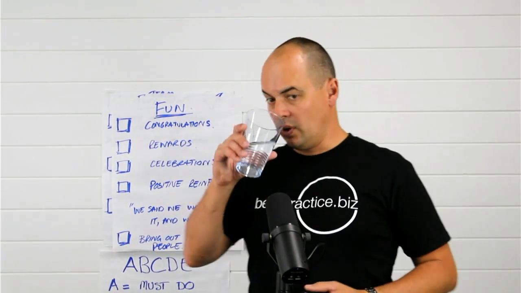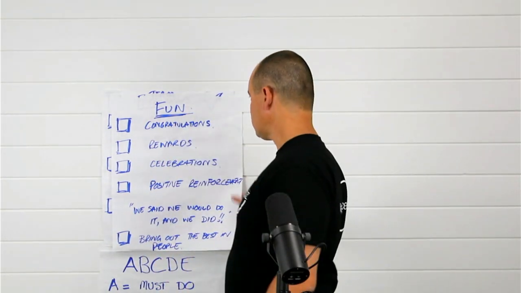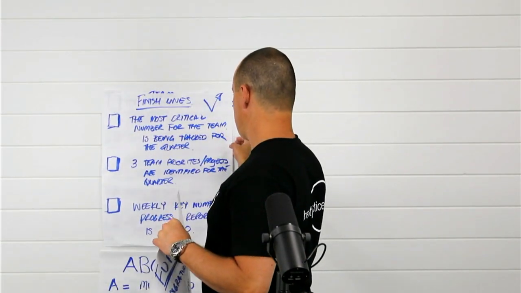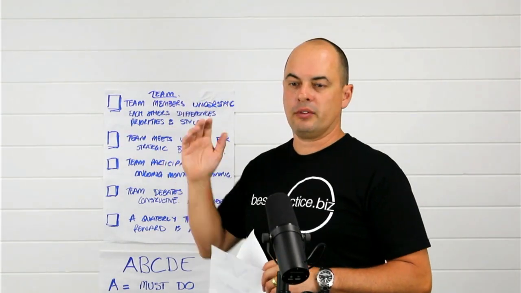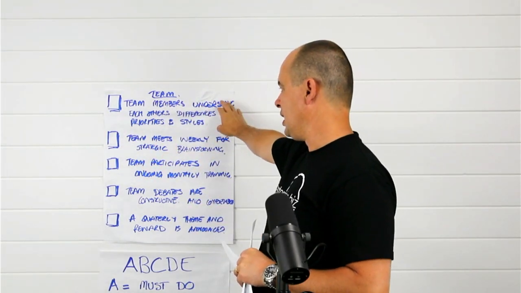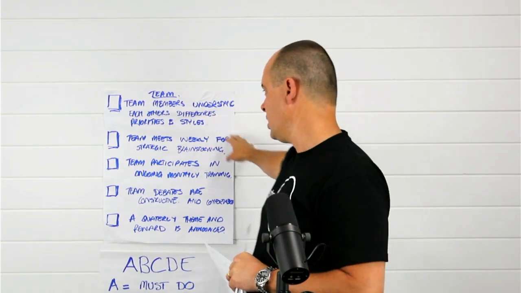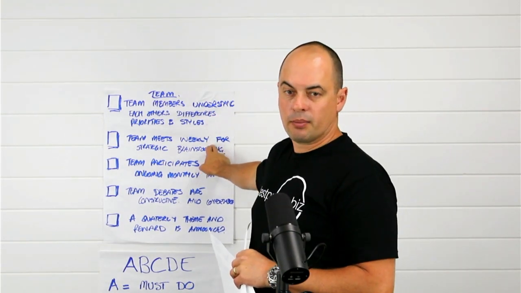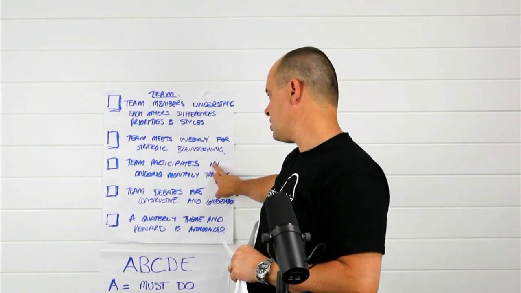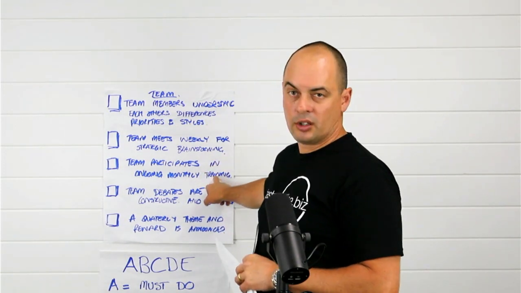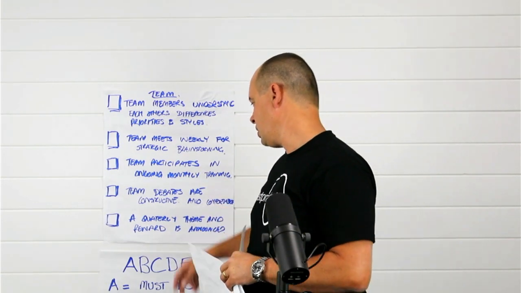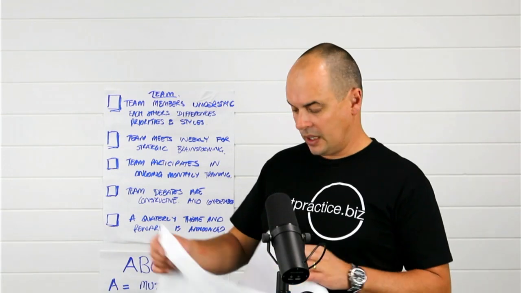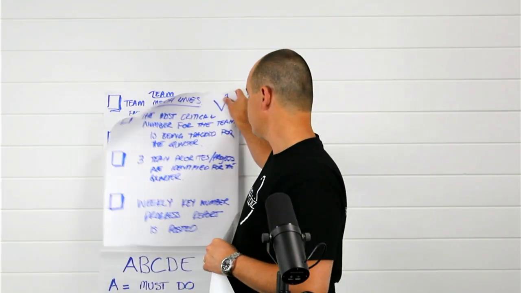I'll go back over them for you. Okay, it's a bit of a checklist. It starts with the team members, so rating yourself on a scale of 0 to 10. Team members understanding each other's differences, priorities and styles. Team meets weekly for strategic brainstorming sessions. Team participates in an ongoing monthly training session. Team debates are constructive and comfortable, and a quarterly theme and reward is announced. That's the first one.